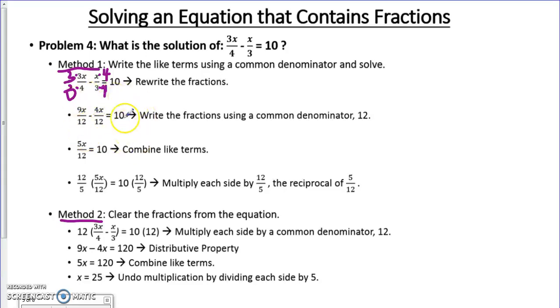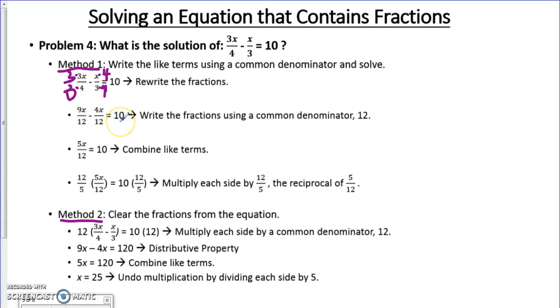Okay? So the equivalent fractions are 9x over 12 and 4x over 12. So now that the fractions are equivalent, you have 9x over 12 minus 4x over 12 equals 10. Now this is your new equation. So now we can subtract the two. Now we can combine like terms.